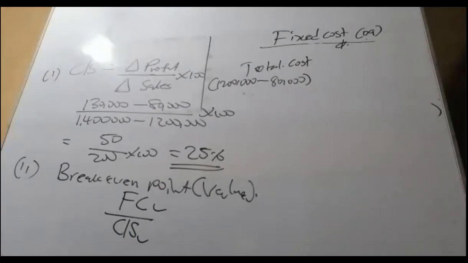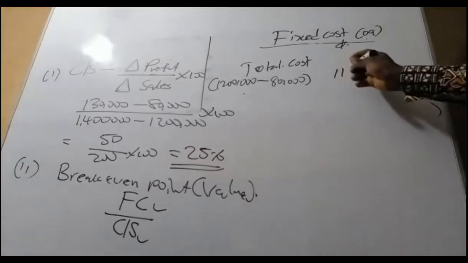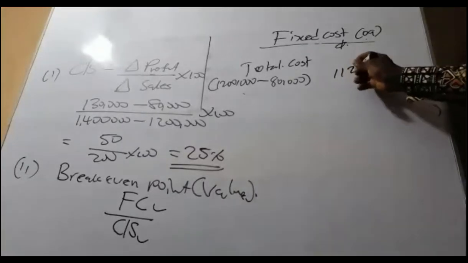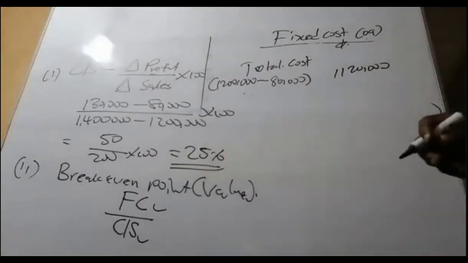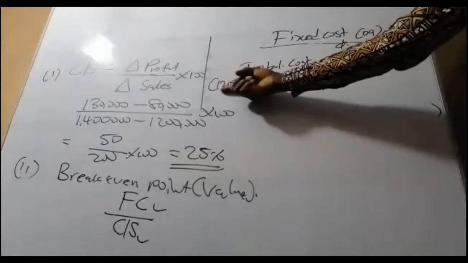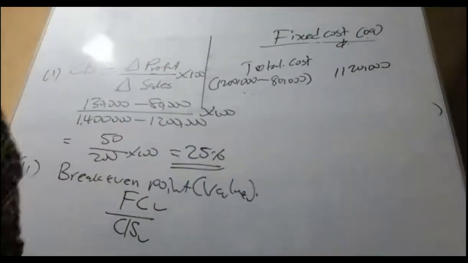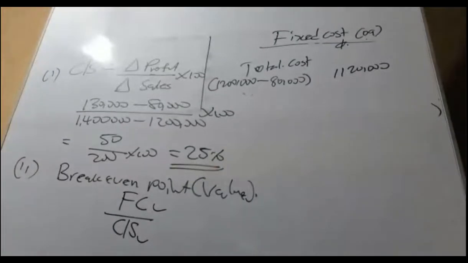So the total cost will be 1,120. Because 1.2 million less 80,000 is the same as 1,200 less 80. Now we have the total cost. Let me do the variable cost.